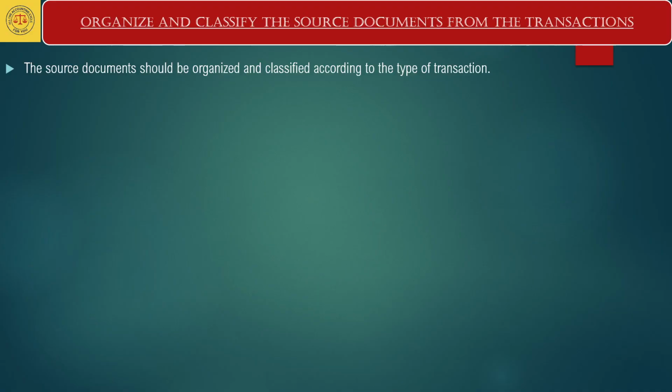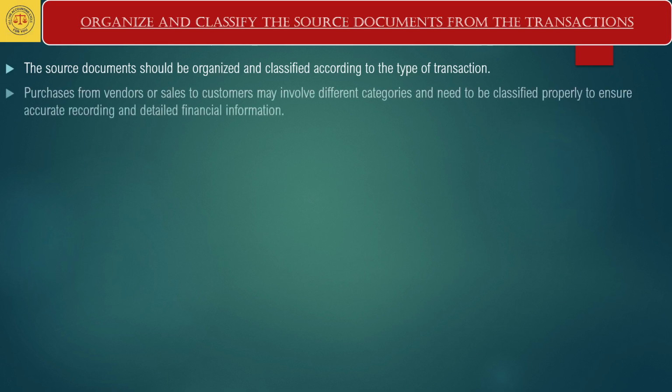The source documents should be organized and classified according to the type of transaction. It's very important to repeat this one: organize and classify. That's essential to start doing very efficient bookkeeping. Purchases from vendors or sales to customers may involve different categories and need to be classified properly to ensure accurate recording and detailed financial information.